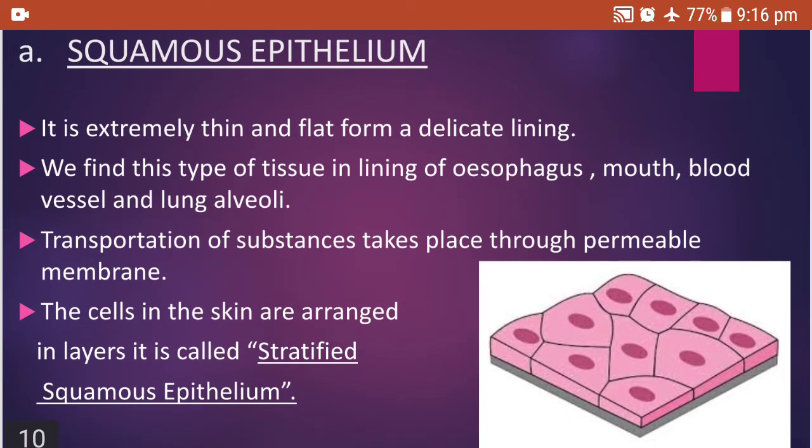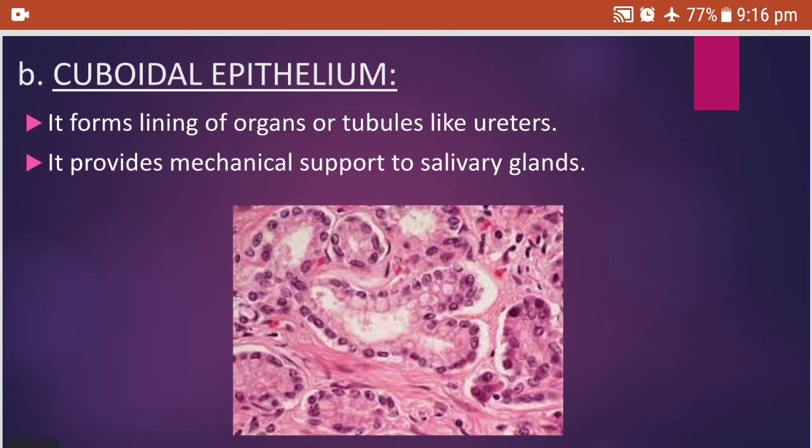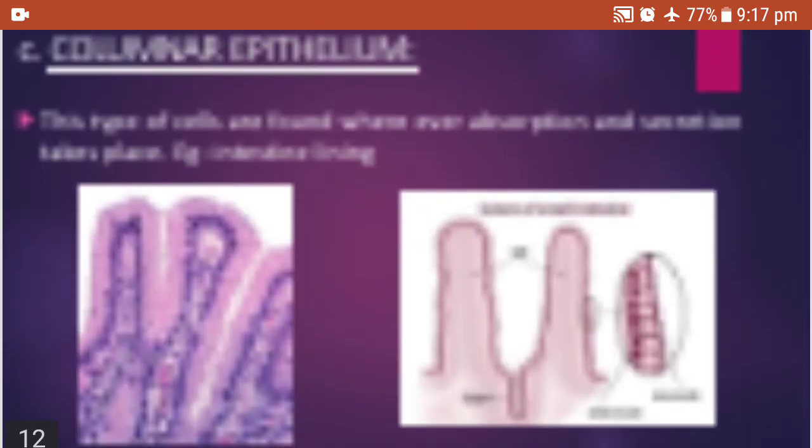Squamous epithelium is extremely thin, flat and forms a delicate lining. We find this type of tissue in the lining of esophagus, mouth, blood vessels and lung alveoli. Transportation of substances takes place through the permeable membrane. When the cells in the skin are arranged in layers, it is called stratified squamous epithelium. Cuboidal epithelium forms the lining of organs or tubules like ureters. It provides mechanical support to the salivary glands.